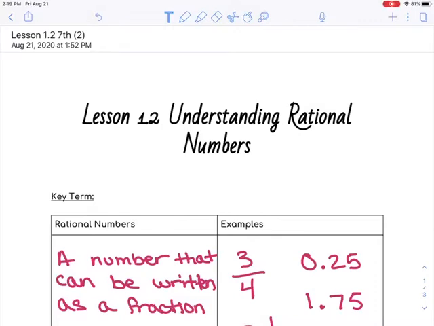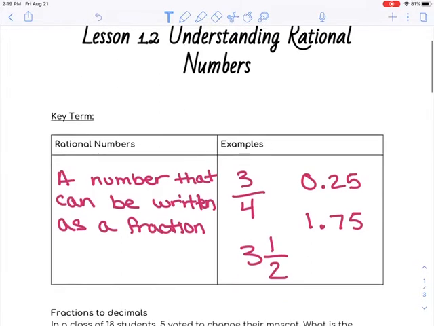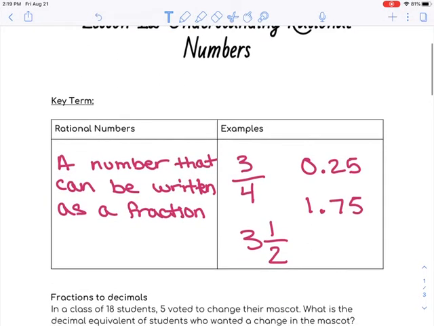Hi guys, so today we're going to be talking about lesson 1.2, which is all about understanding rational numbers. So first, what is a rational number? A rational number is a number that can be written as a fraction.